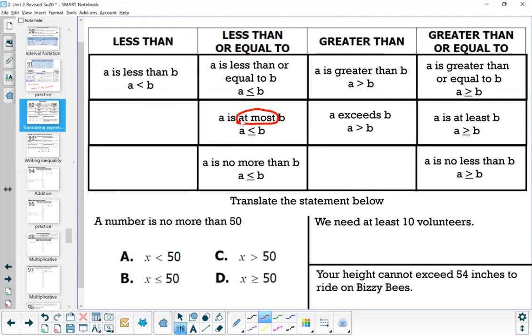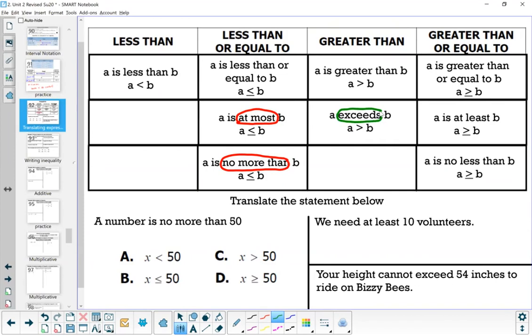Okay, analogous to that is no more than. Sometimes people confuse those because of the words more and most, but it's at most, less than or equal to. No more than, less than or equal to. Next example, greater than. A is greater than B is straightforward. A exceeds B. Notice how the word exceeds means you're greater than, you're not saying equal to at all.